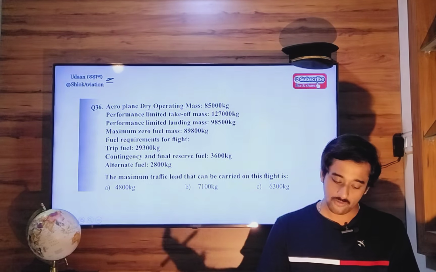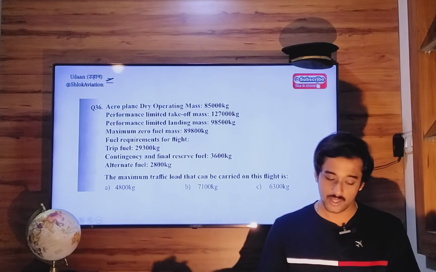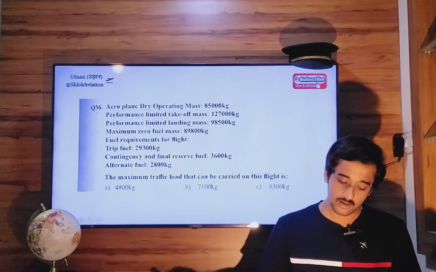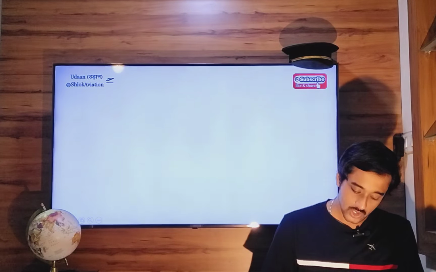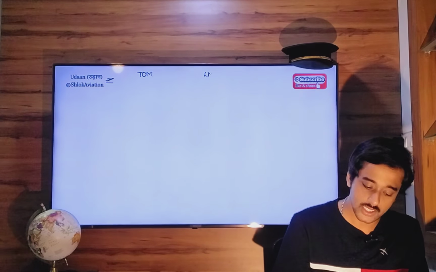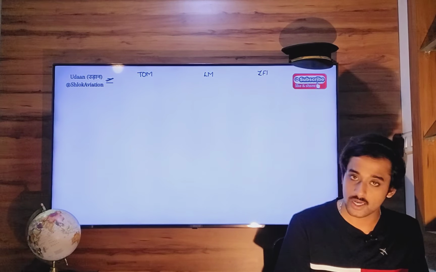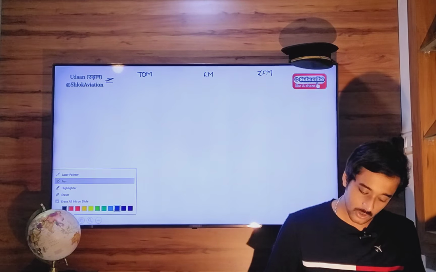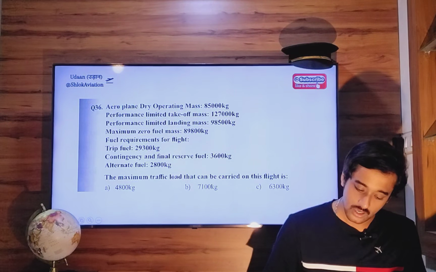Next, DOM, performance limited takeoff mass, landing mass, zero fuel mass given. Fuel requirements, trip fuel, reserve fuel, alternate fuel given. What is the traffic load that can be carried? Again, make three columns, one for takeoff mass, the second for landing mass, and the third for zero fuel mass. In the takeoff mass column, you are going to write the takeoff limitation 127.